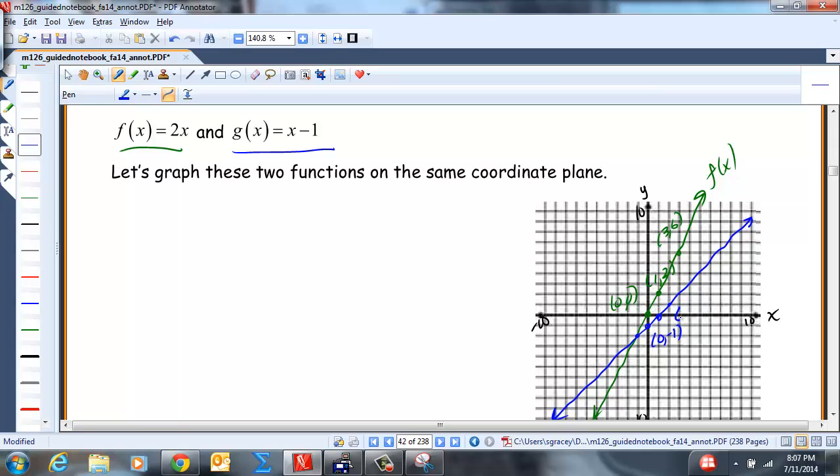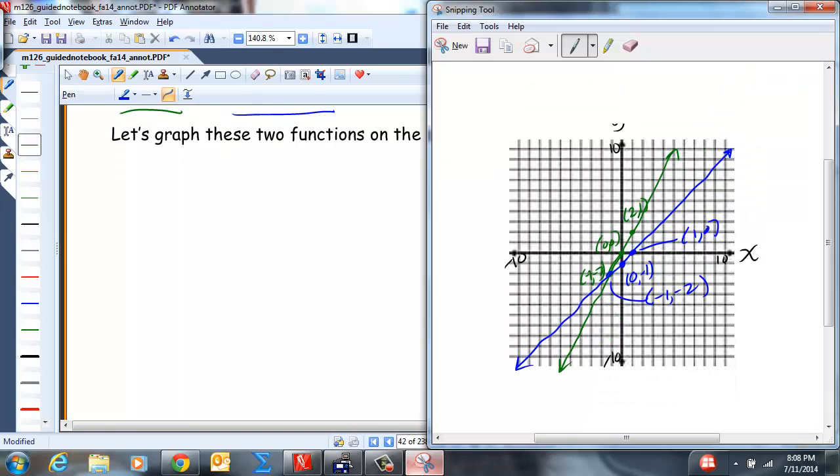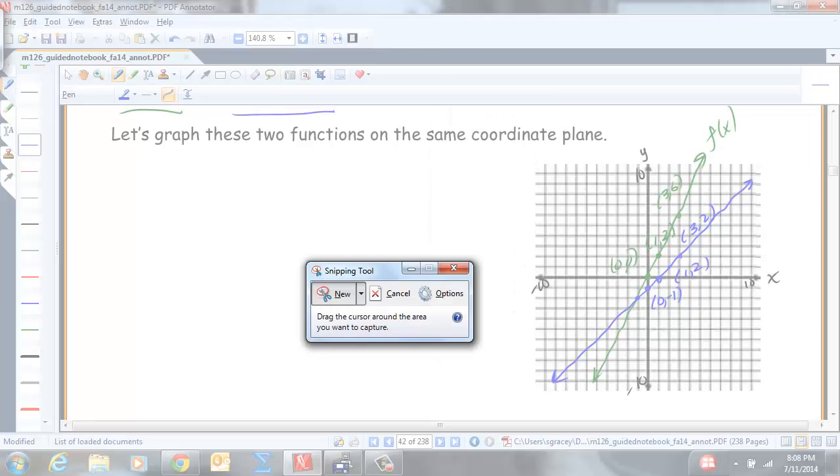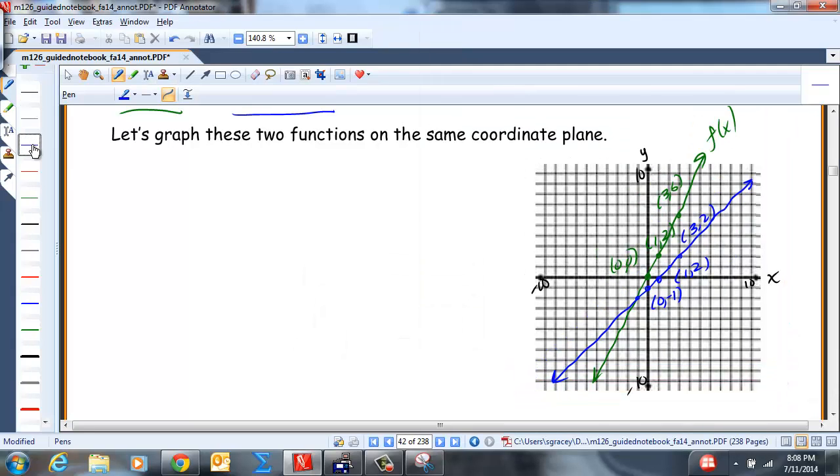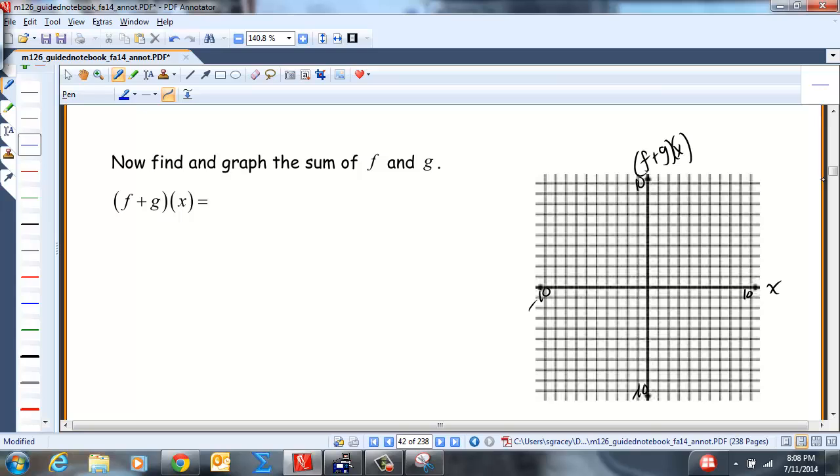So let me label some of these points. We'd have an ordered pair here at 1, 2, and here we'd have an ordered pair at 2, 3, 2. So that would be 3, 2. So if we copy this, we'd have this. And of course, this is our g at x. We go down here. We labeled this already.